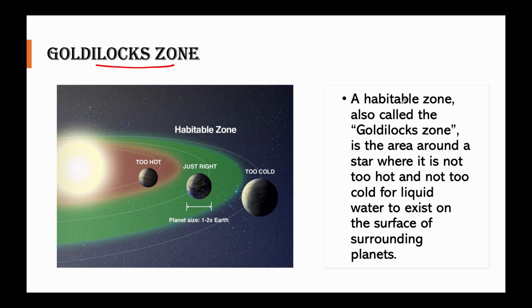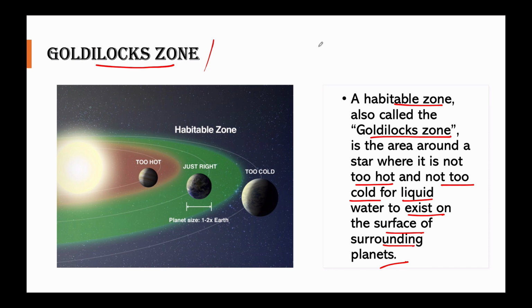Now see, a habitable zone is also known as the Goldilocks zone. So this is one and the same thing. Basically it is an area around the star where it is not too hot, not too cold for life to exist, for liquid water. Especially we take the standard here as liquid water existing on the surface of surrounding planets. So this is just a notion to understand what is a habitable planet.